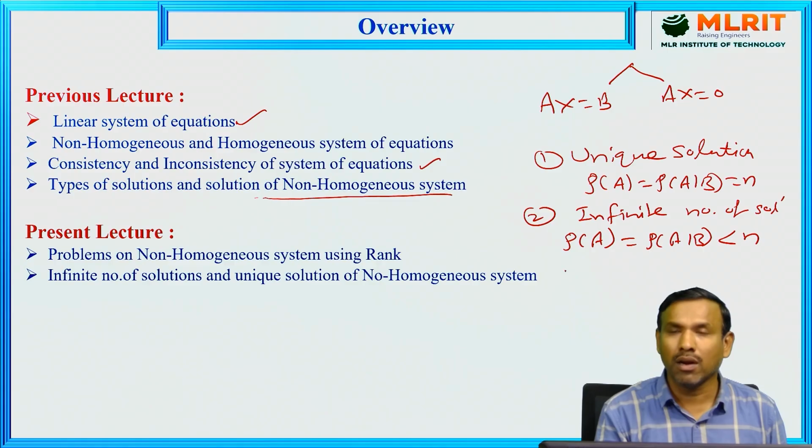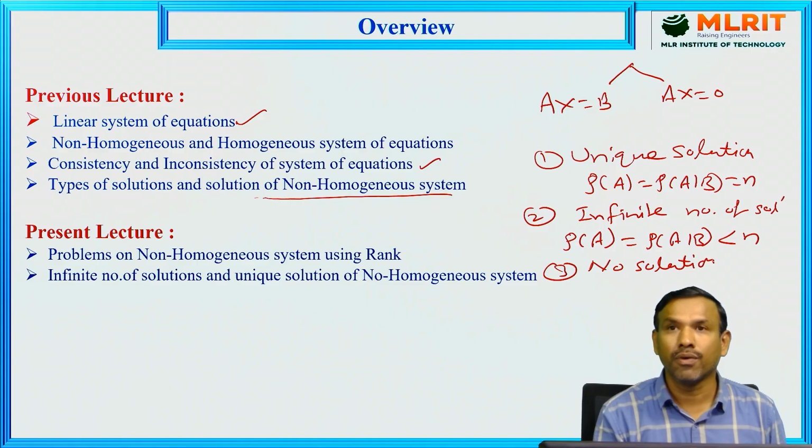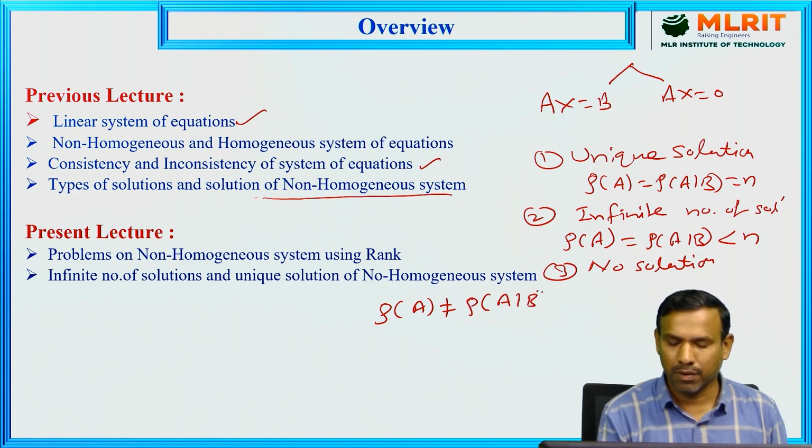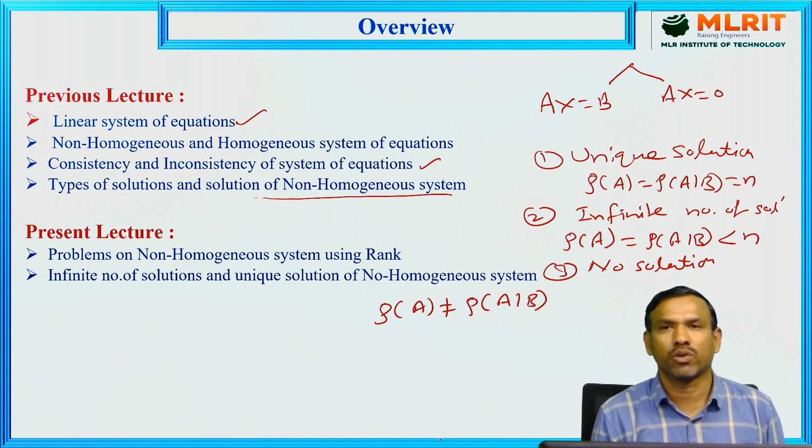And the third one is no solution, if rank of A is not equal to rank of A by B. These are the three types of solutions that exist.